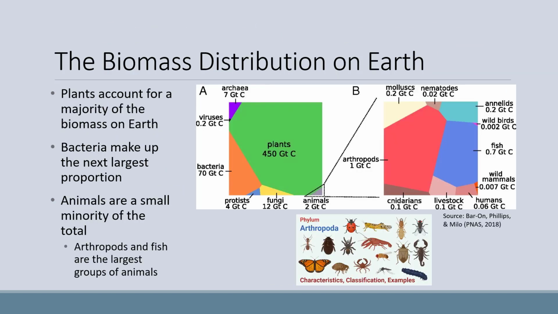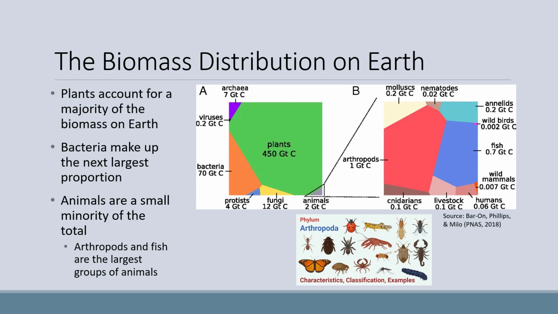Since biomass is at the heart of the short-term carbon cycle, let's talk more about what kind of life forms make up the reservoir of organic carbon on Earth. Plants account for a majority of the biomass on Earth. Bacteria make up the next largest portion. Remember, there are a ton of microbes on this planet, but they are really small, so by weight, they don't equal plants. Animals are a small minority of the total.